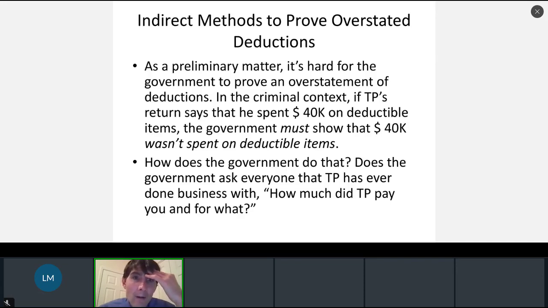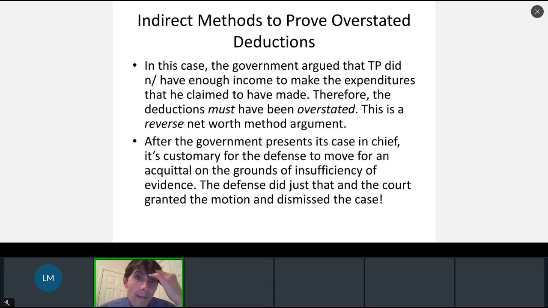The taxpayer might have, like, eight dozen customers. So it's unfeasible for the government to go to each one and ask them point blank, how much did the taxpayer pay you and for what? In this case, the government argued that the taxpayer did not have enough income to make the expenditures that he claimed to have made. Therefore, the deductions must have been overstated. It's a reverse net worth method argument.